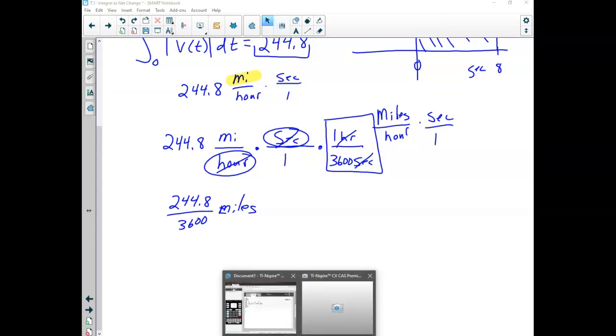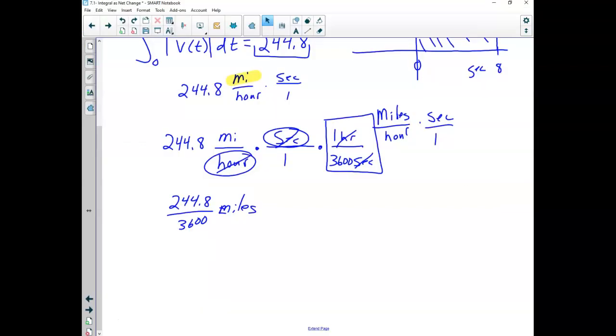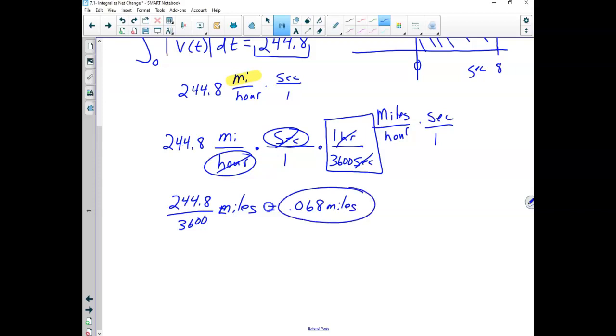So if I come back to my calculator and say divided by 3,600, what do I get? About 0.068 miles, okay? That's how far we traveled in that 8 seconds. Well, hopefully that makes sense. That's in miles, and we also want the answer in feet.